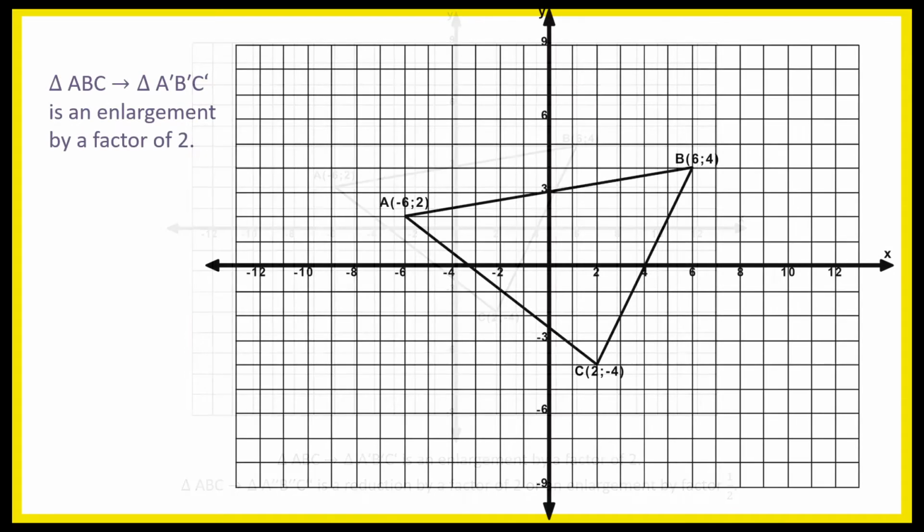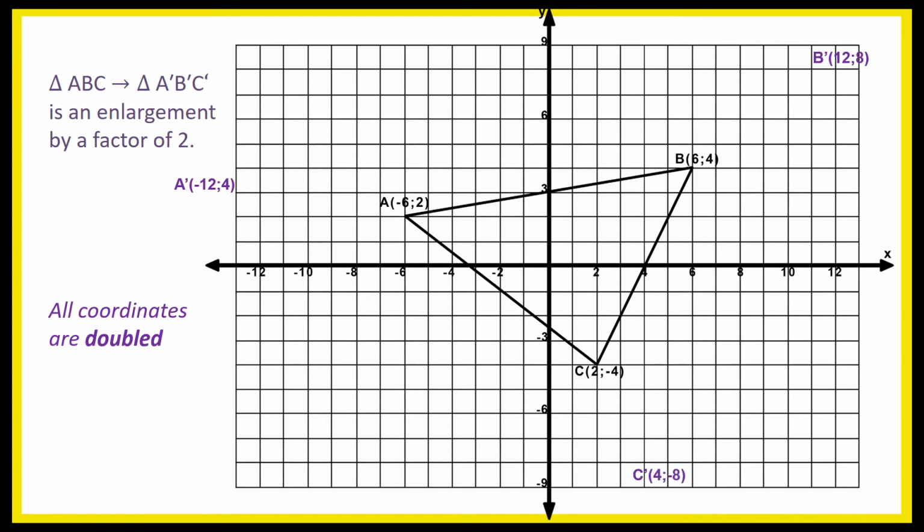Okay, so if this is my example, I first need to look at my points, and then it tells me I need to enlarge it by a factor of 2, so I'm going to take A, and I'm going to multiply the coordinates of A by 2. So negative 6, 2 will become negative 12, 4, and then I plot it. Same thing as B, so 6, 4 will become 12, 8, and then the same thing for C. And then all I do is I would just join all the points, and there's my shape.